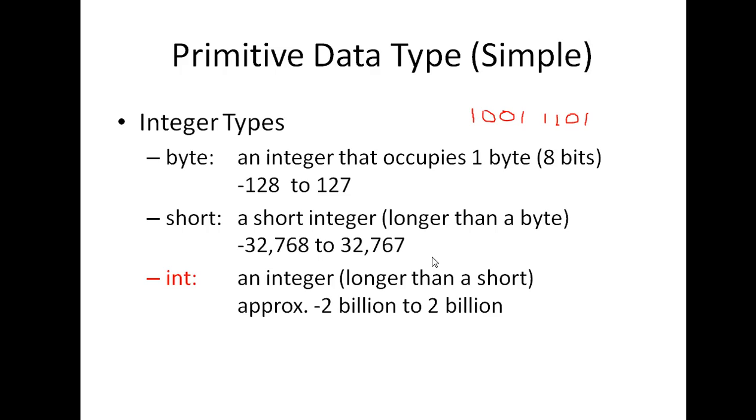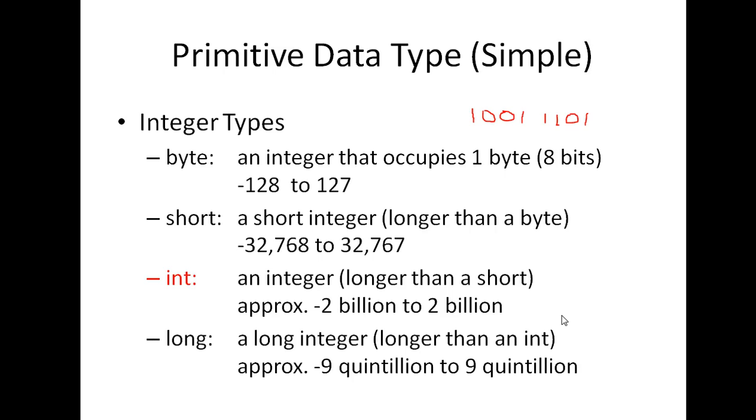We're not going to really be using a byte and a short in our programs, but we are going to use ints, no matter how small or big they are. An integer, of course, is longer than a short. It goes from negative 2 billion to approximately 2 billion. And then a long is even another integer type. We're not going to use this one, but it is from approximately negative 9 quintillion to 9 quintillion, and a quintillion has 18 zeros in it.